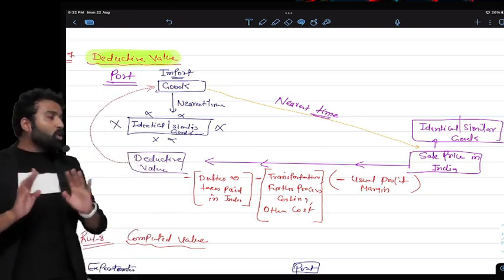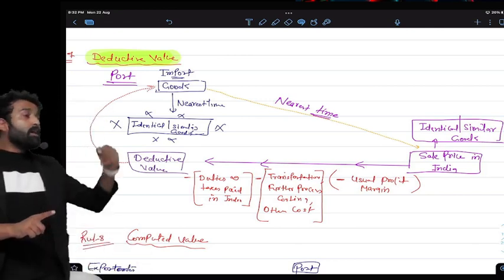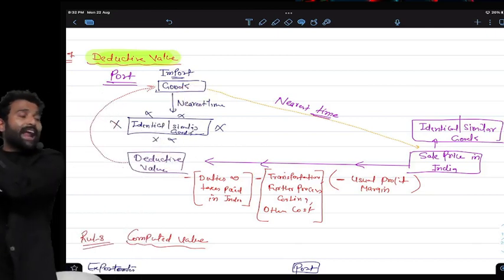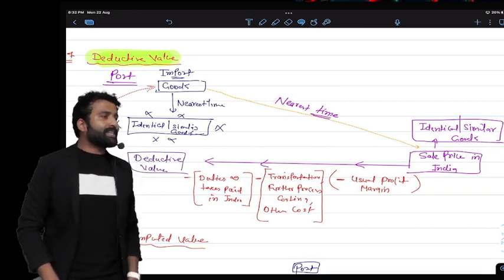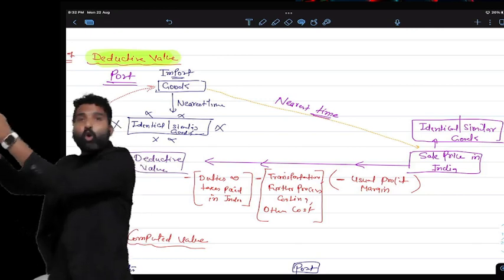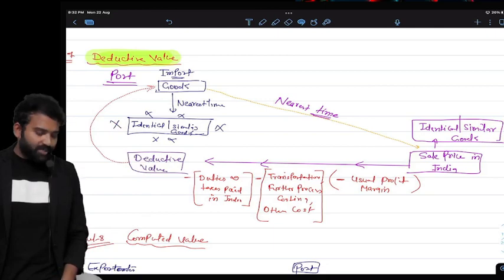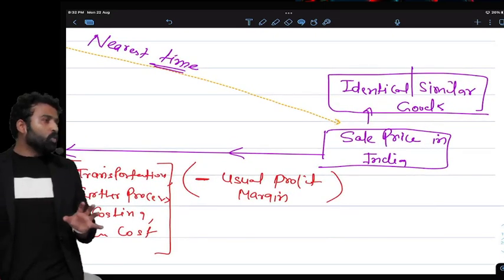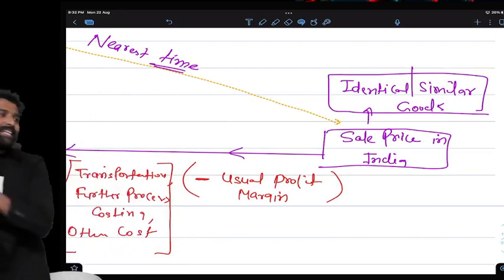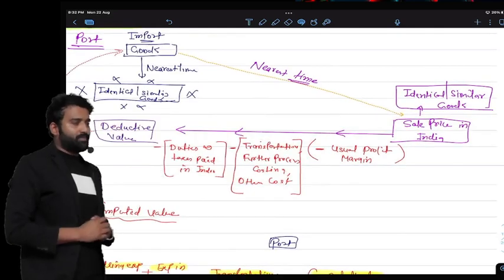There are no identical or similar goods imported in the nearest time, but there are some identical or similar goods which were imported 2 or 3 months back. Right now those goods are actually in the market and they are selling in the domestic market in India. Now how can I use the value of those goods for my commodity? Very simple. I will go for deductive value based valuation, and in that case I will find out the identical or similar goods which are right now selling in the market. And I will do the reverse calculation.